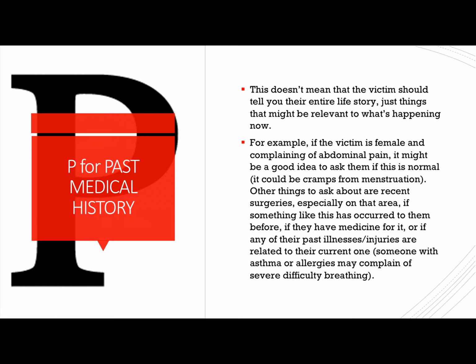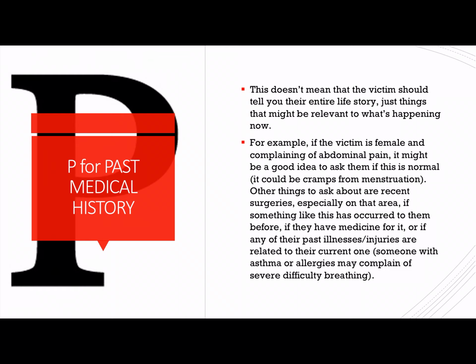P for past medical history. This doesn't mean that the victim should tell you their entire life story, just things that might be relevant to what's happening right now. For example, if the victim is female and complaining of abdominal pain, it might be a good idea to ask them if this is normal. It could be cramps from menstruation.